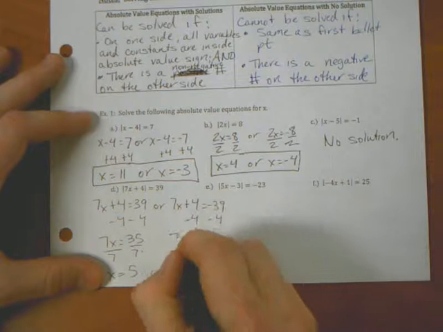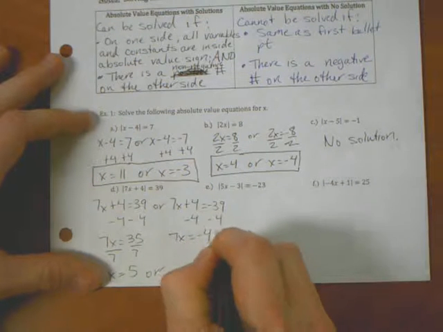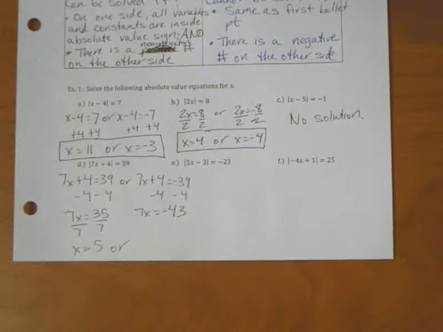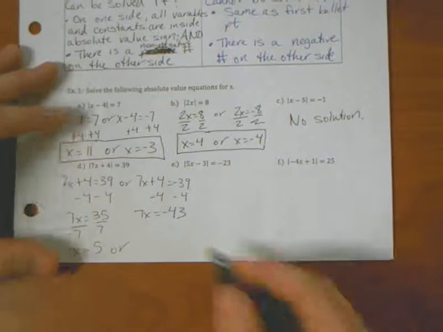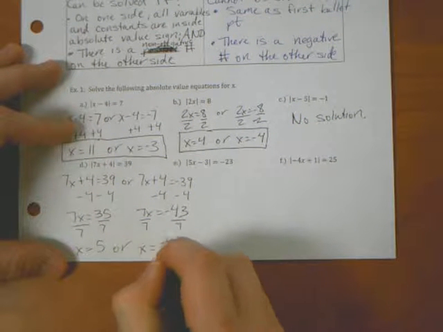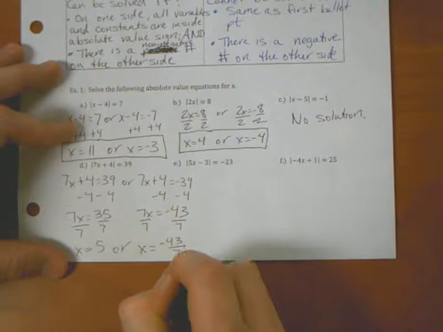Let me tell you something. When you're subtracting, like negative 39 minus 4, you should get negative 43. A lot of you on your quiz put negative 39 minus 4 would be negative 35. That's not true. So then divide by 7. You can totally leave this as an improper fraction. Actually, I encourage it.